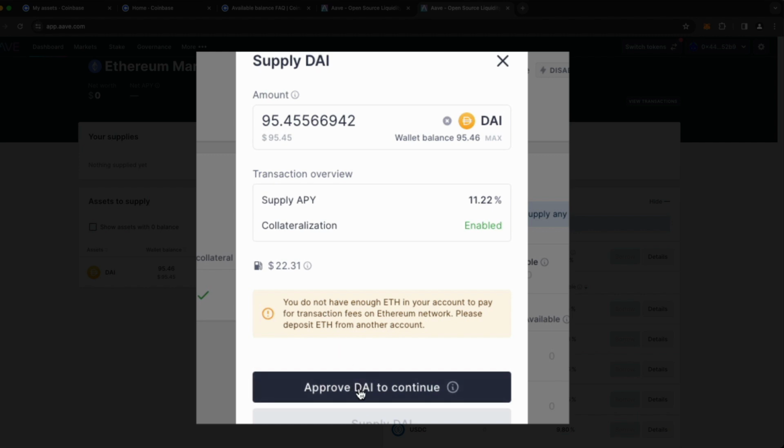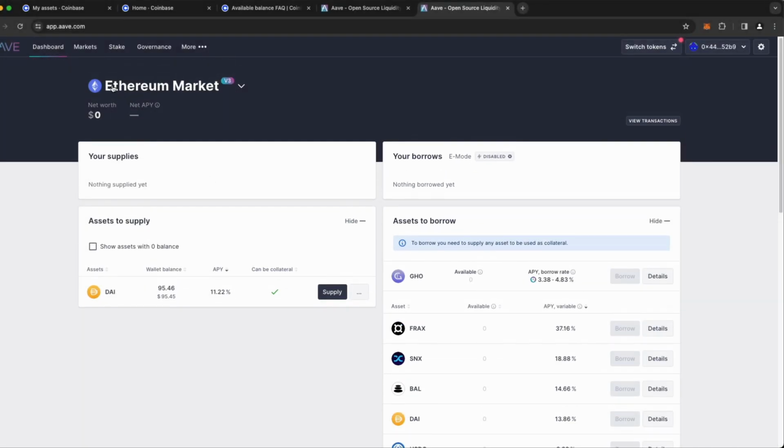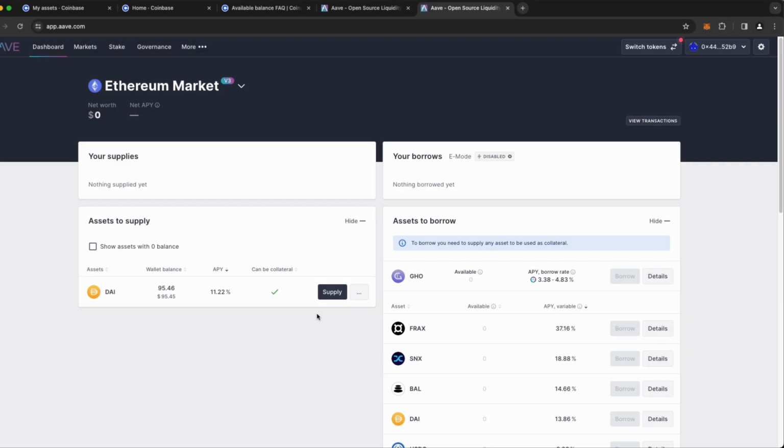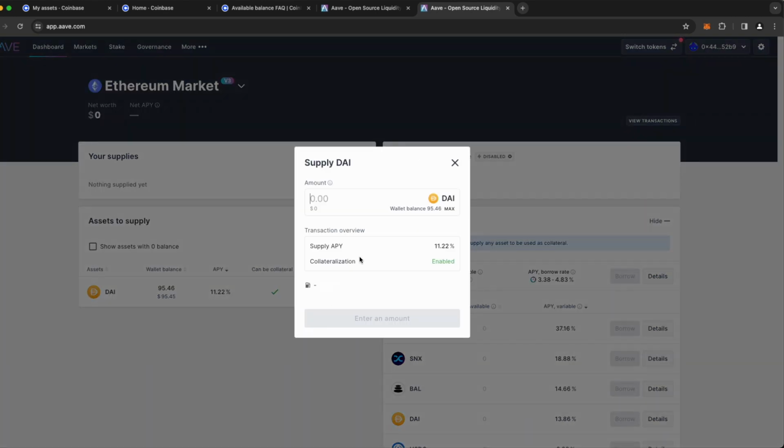One, it says we can't do this transaction. It says you don't have enough ETH in your account to pay for the transaction fees on the Ethereum network. So if you remember, like I said, this is all on the Ethereum network. And as you can see, it says Ethereum network at the top. We'll talk about other networks later, but I'm keeping it to the most popular network, focusing on the fundamentals without introducing too much information all at the same time. So yeah, it says we can't do it.